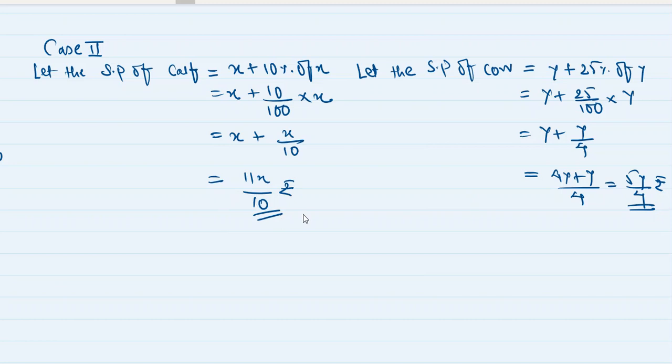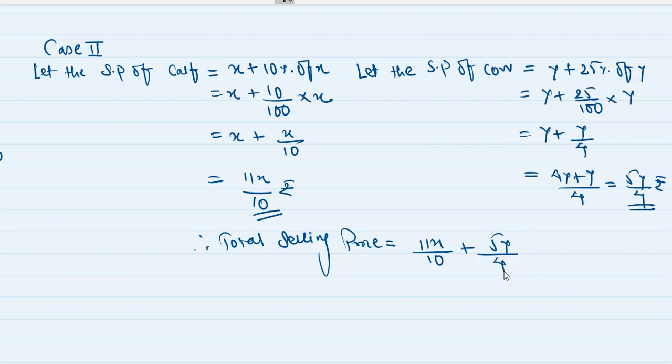11x by 10 rupees and 5y by 4 rupees are the respective selling prices of calf and cow in the second case, and it comes out to be, therefore, total selling price is equal to 11x by 10 plus 5y by 4. Okay, I'll just take the LCM and then equate it with 7675. So LCM is, as I told you, 10 and 4 LCM is 40. So it will be 44x plus 50y by 40.